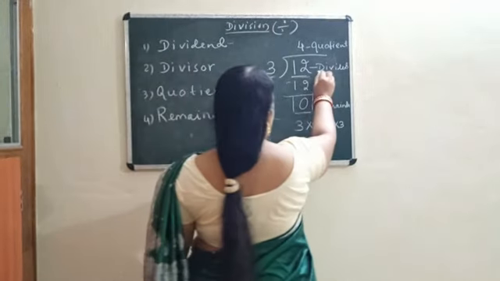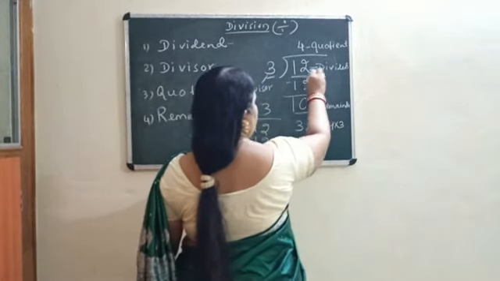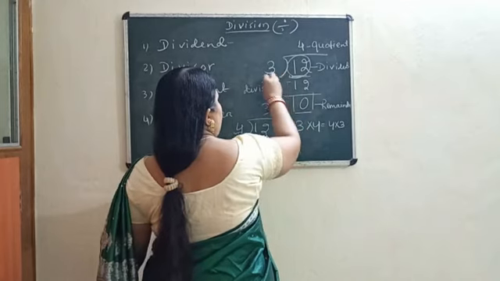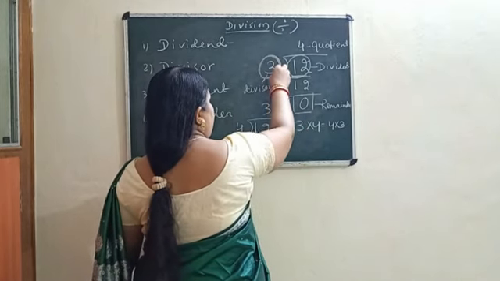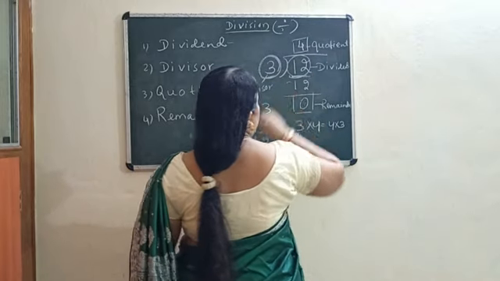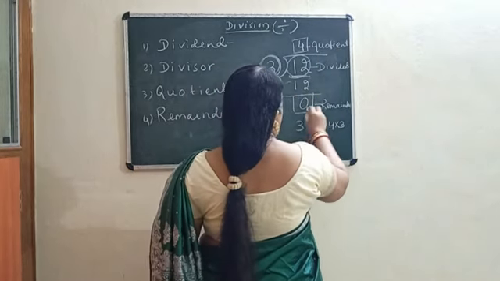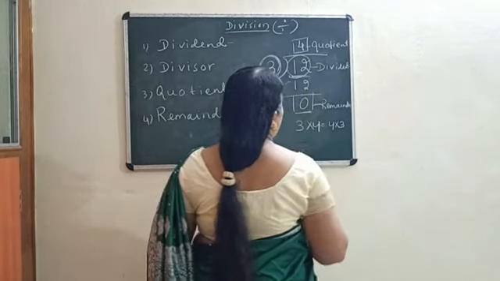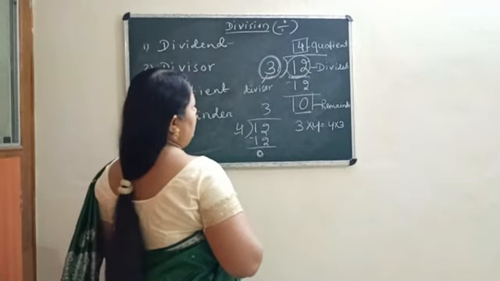So this one we have taken for division, this is called your dividend. The number by which we are dividing is called your divisor. How much it is coming is called quotient, and how much is left is called your remainder, 0.